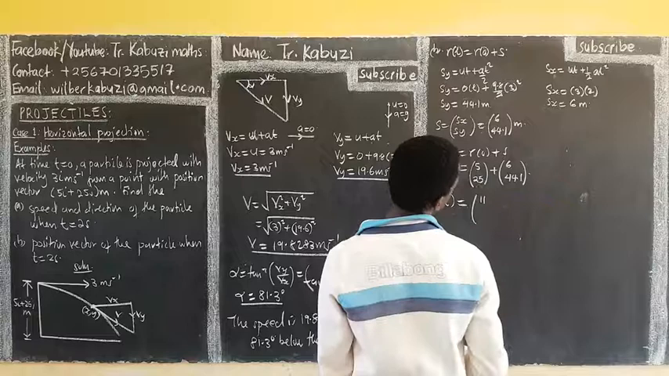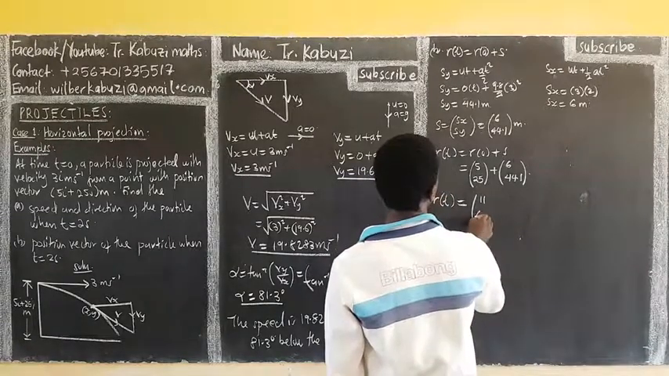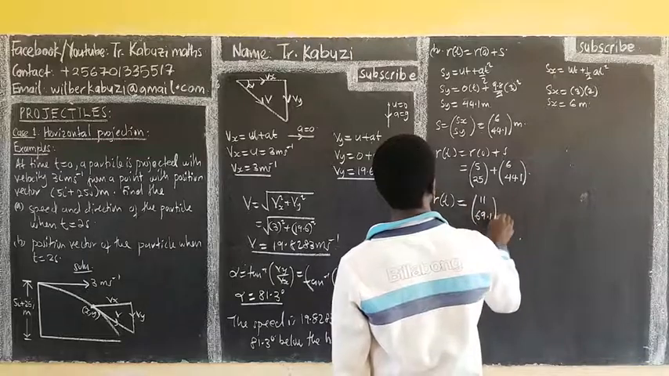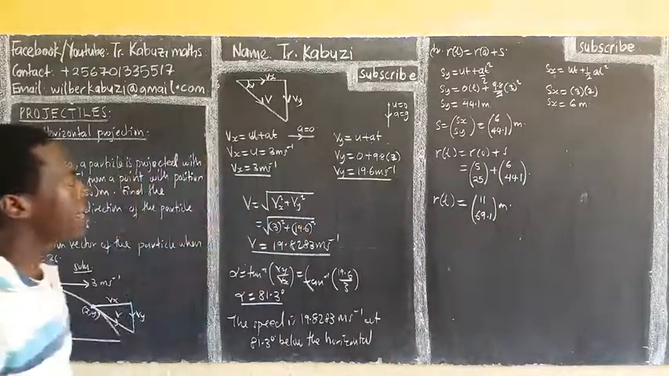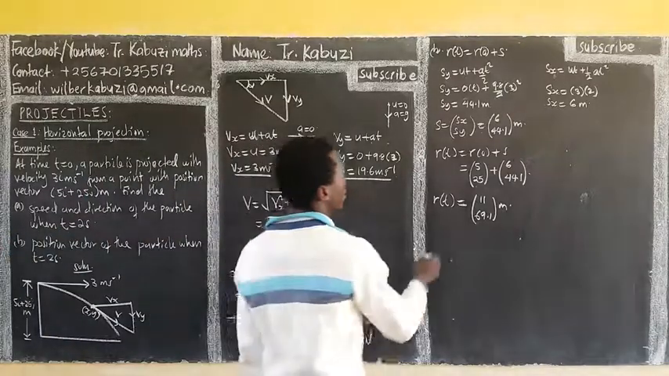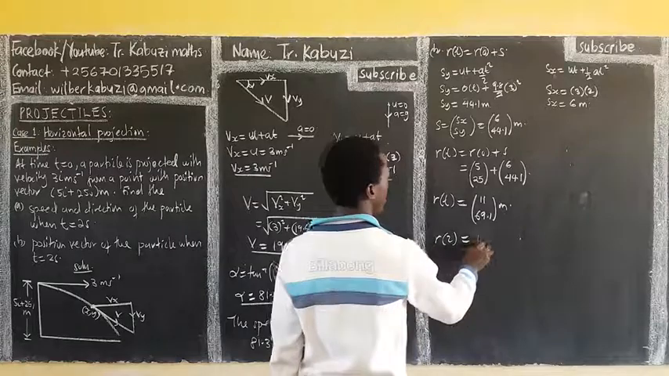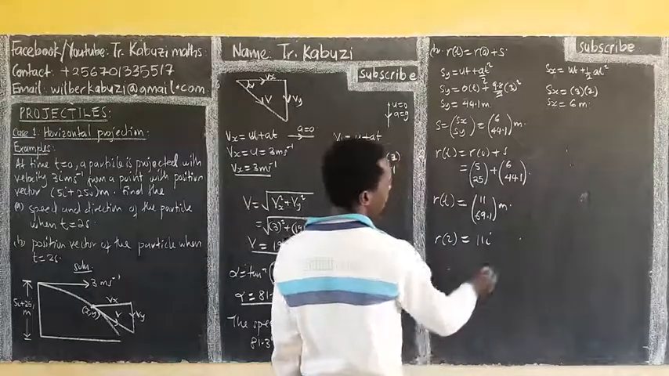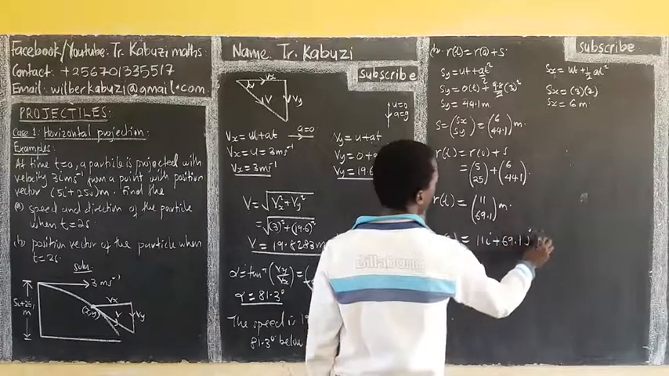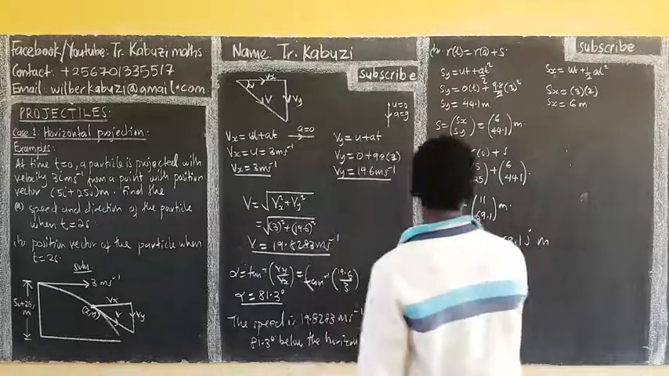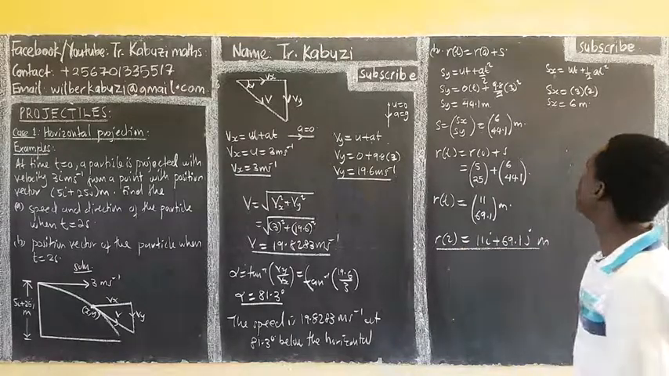So which we can easily get as our R(t) is going to be 11, then when we add, we get 69.1, and these are in meters. So the particle after 2 seconds is going to be there. So we can put our R after 2 because we have substituted. It's going to be 11i plus 69.1j. These are in meters.